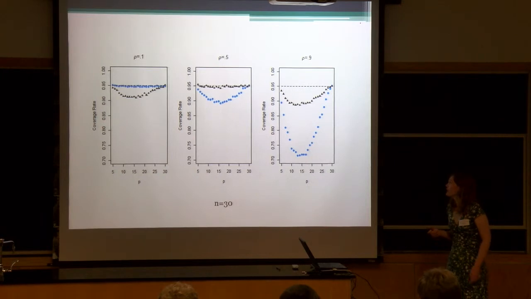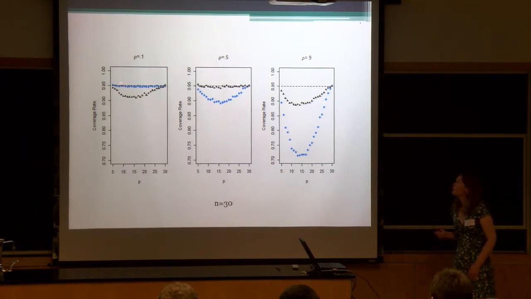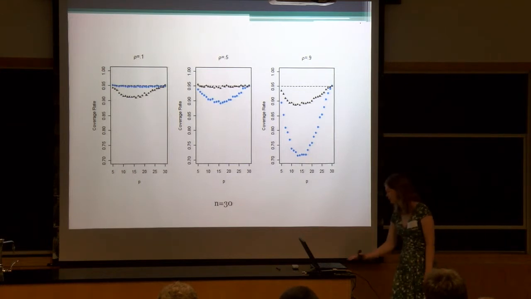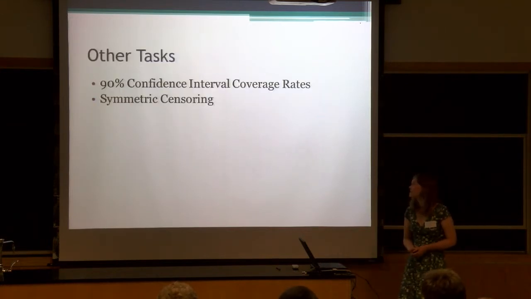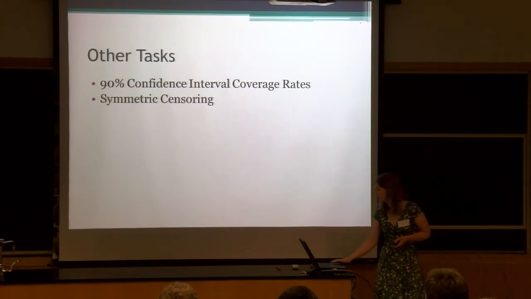Again, those blue dots are Fisher's, black dots are ours, and now we're looking at 95% confidence interval coverage rates. Again, we see very similar trends. Fisher does better than us when rho is 0.1. We do much better than Fisher when rho is 0.5. And again, we do better than Fisher when rho is 0.9. Some other things we glanced at this summer, where we looked at 90% confidence interval coverage rates as well as 95%, found similar patterns, and we also made a model for symmetric censoring as well as rates.